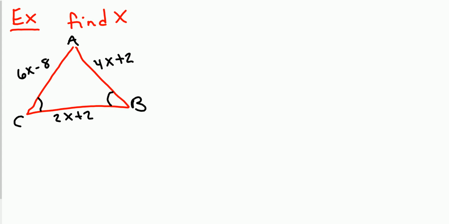Okay, so in this example, we are given a triangle ABC where angles B and C are equal to each other, or they're congruent. Right off the bat, I know that this is an isosceles triangle because two of my angles are congruent. That means that two of my sides are congruent. So this side and this side are congruent. If they're congruent, that means they're equal to each other. So I can just take 6x minus 8 and set it equal to 4x plus 2.